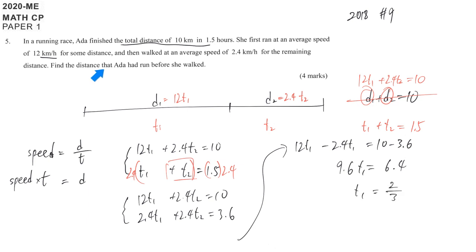And once again, don't forget our question is asking what is the distance that Ada ran. So we are talking about D1. It is equal to 12 times our time to run, which is equal to 8 km.